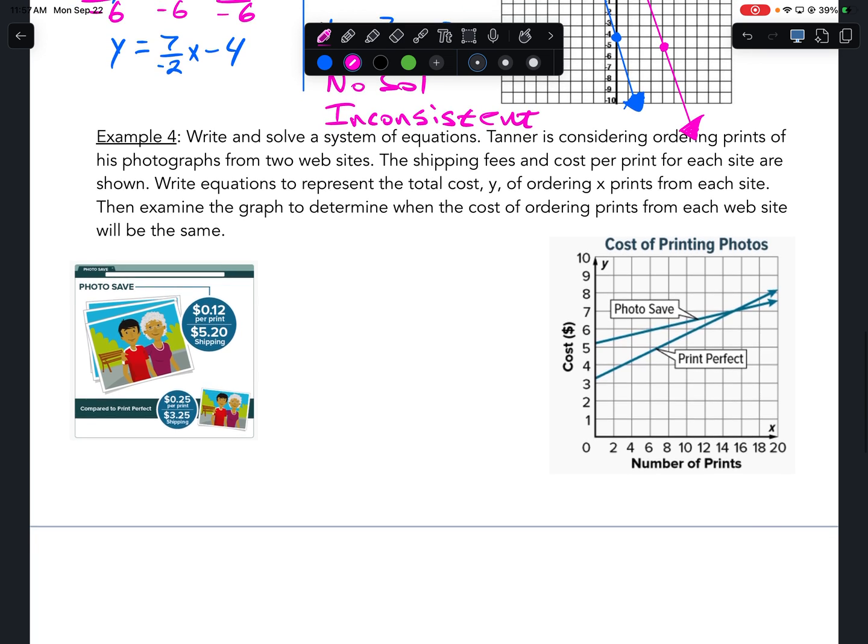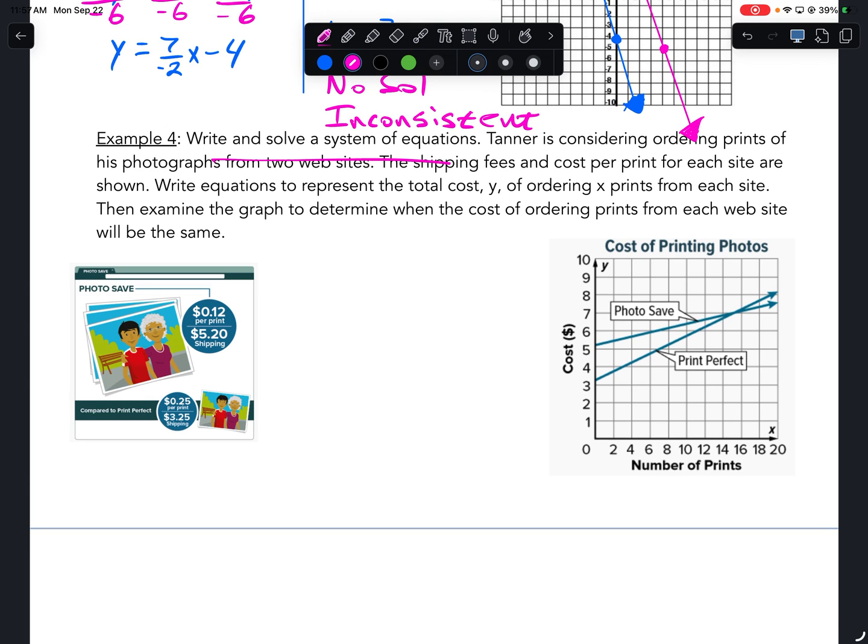Okay, so we're going to write and solve a system of equations. So Tanner's considering ordering prints of his photographs, the shipping fees and cost per print. So cost per print, right? That's going to be your X value. Shipping fees, cost per print for each site are shown. Write the equations to represent total cost Y. So total cost is Y, and then prints is X.